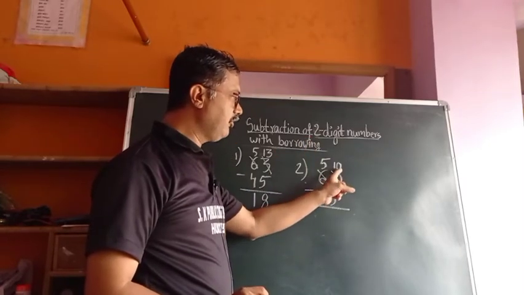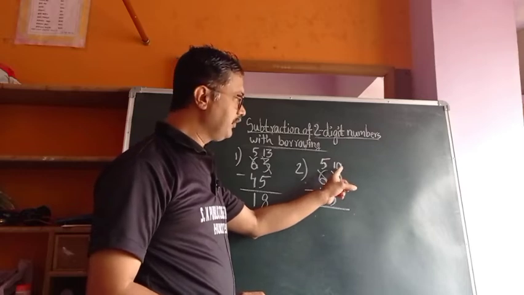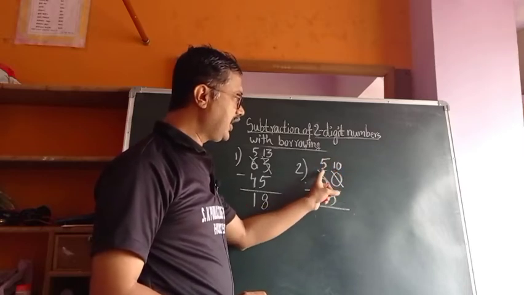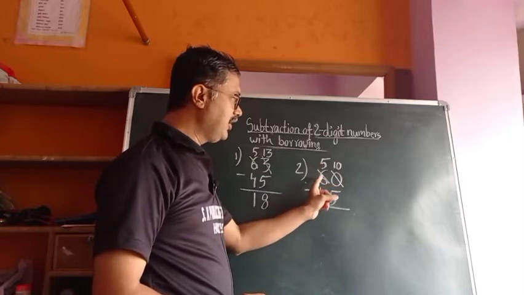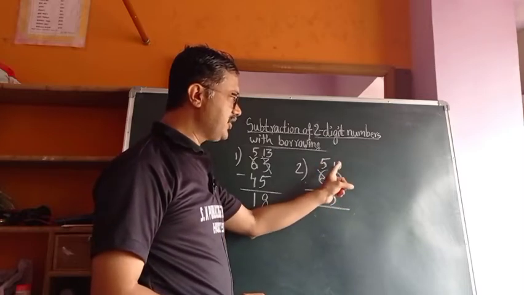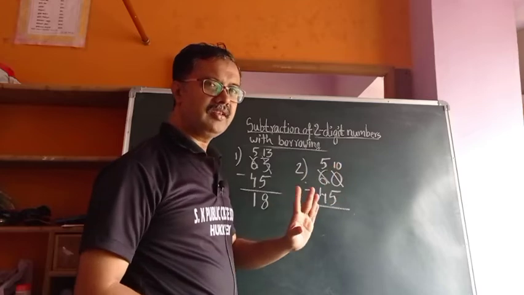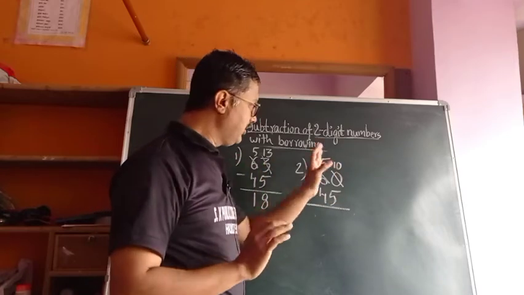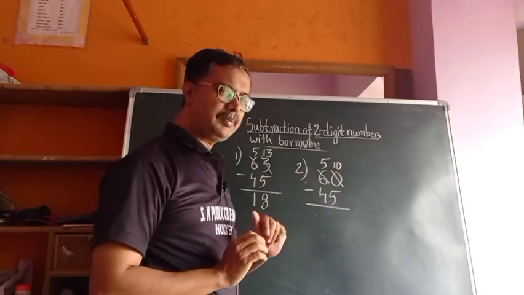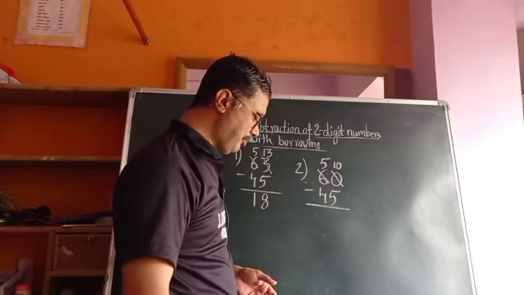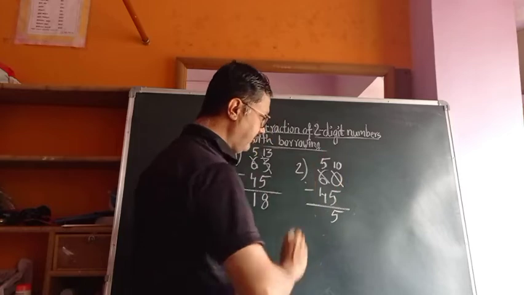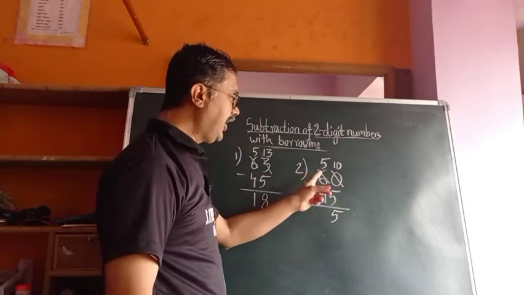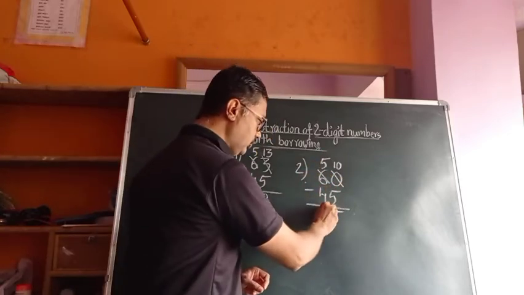Instead of 0 I wrote 10. Instead of 6 I wrote 5. Why? Because backside of this number. And here instead of 0 we wrote 10. Over. Now next we have to subtract. Simple subtraction I have to apply. 10 minus 5, 5. 5 minus 4, 1.